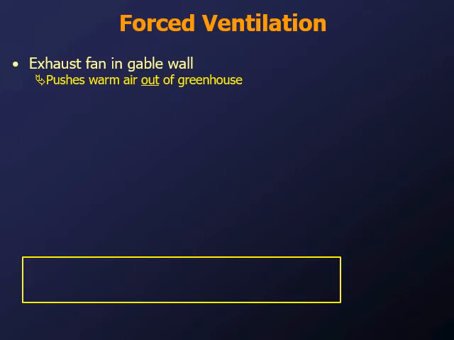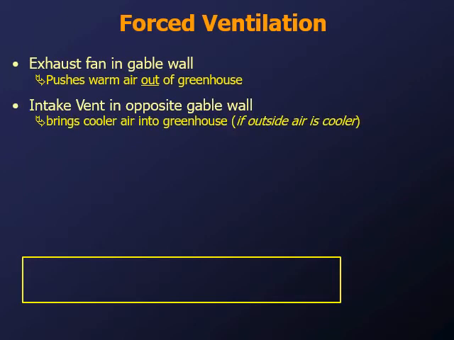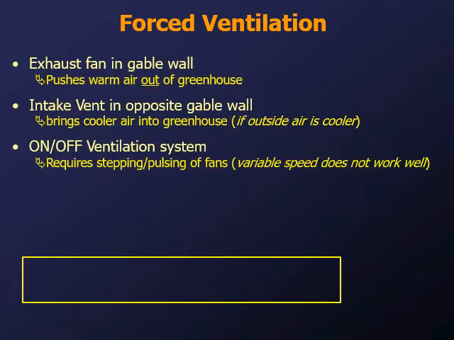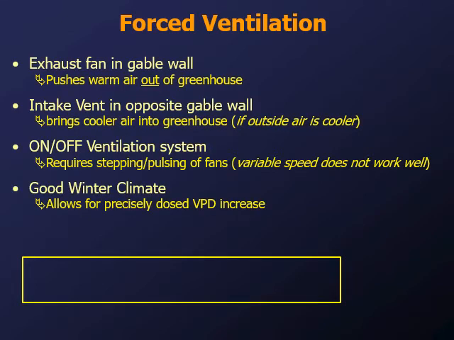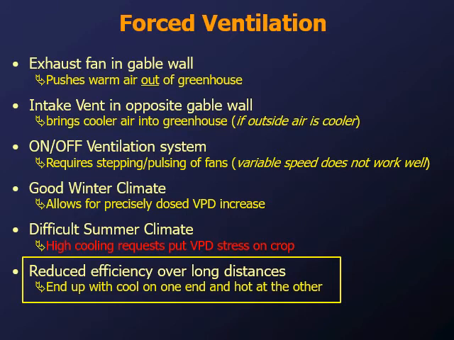To summarize, exhaust fans are in the gable wall and push hot air out. Intake fans are always opposite to allow cool air in. It is an on-off scenario where you pulse the temperature down with the computer. In the winter, they are very advantageous for maintaining sufficient vapor pressure deficit to keep the plants active. In the summer, too much ventilation is stressful.